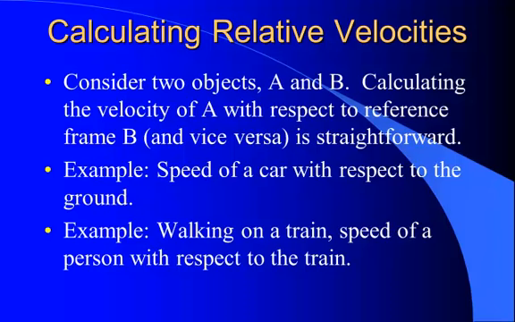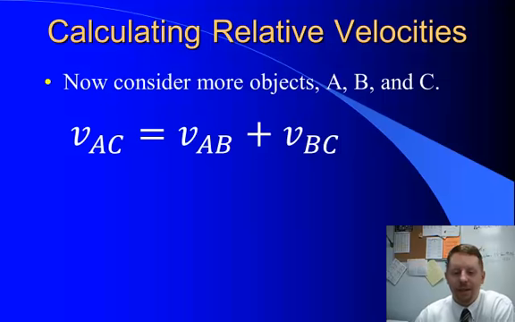Speed of a car with respect to the ground, straightforward. If you're walking on a train, the speed of the person with respect to the train, really easy. But what happens when we start bringing in a third object or a different reference frame?